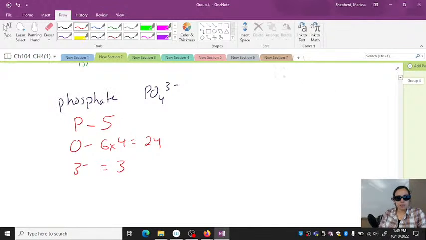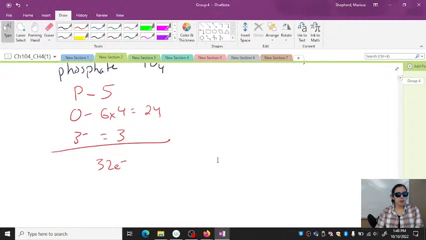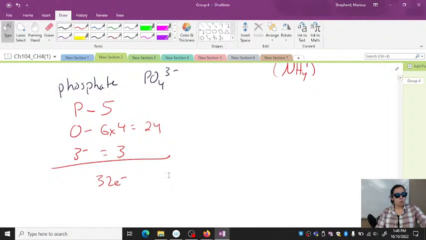So if you had, maybe we'll do ammonia in a second. So for ammonia, right, you would have to subtract an electron then. We'll practice with that one. Let's go back to phosphate for now. So we have 5 plus 24 plus 3. So how many electrons? 32. And so sometimes we may not know where to start.